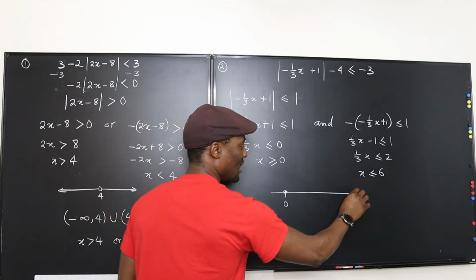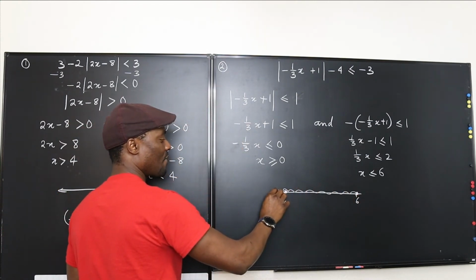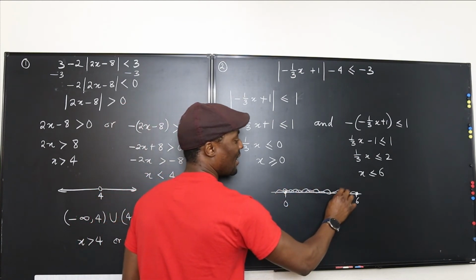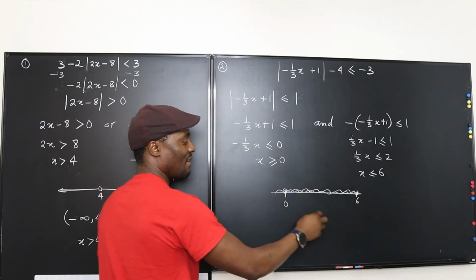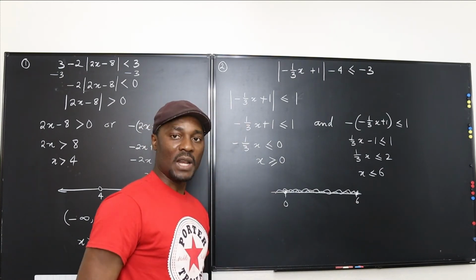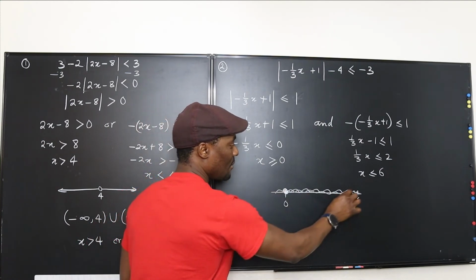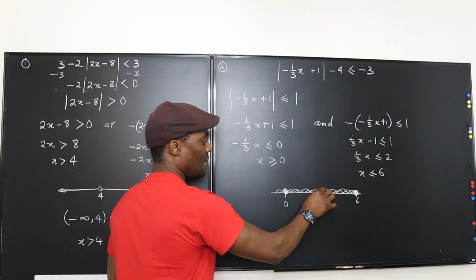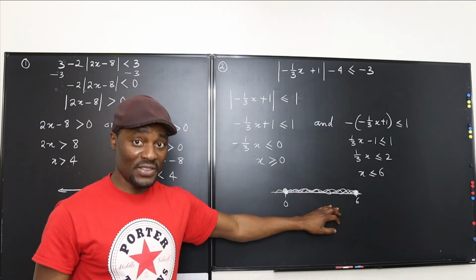So it looks like this. This is supposed to come all the way this way, and this is supposed to go all the way that way. So you can see that the region that satisfies it is from 0 to 6 inclusive. So on the number line, this is going to be like this. This region here is the region that satisfies the inequality.